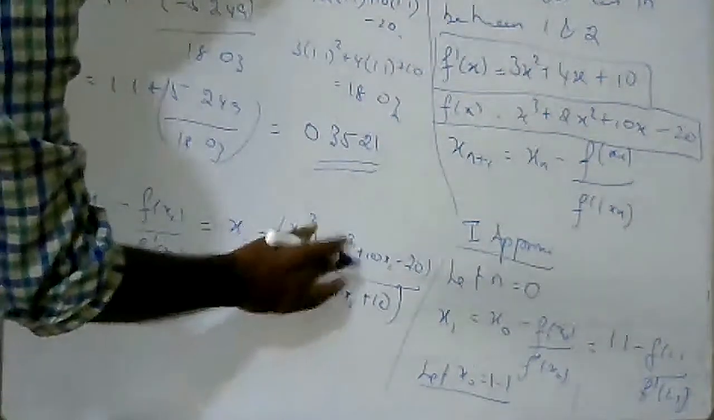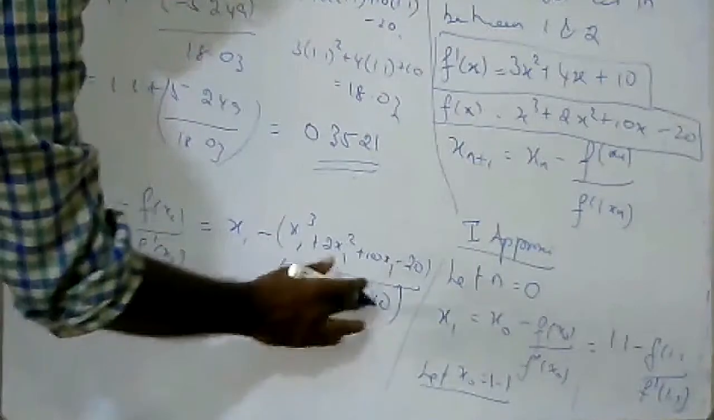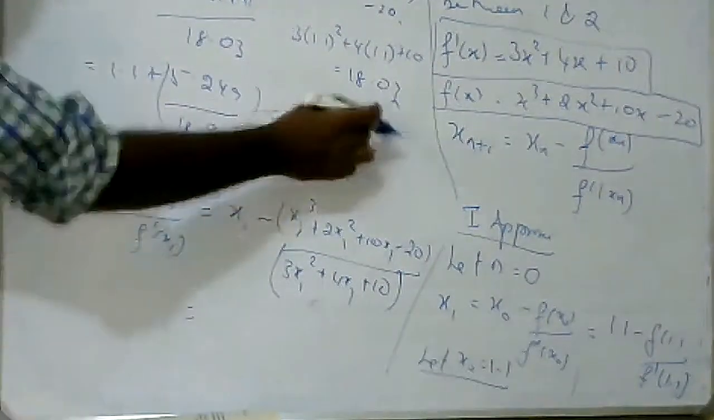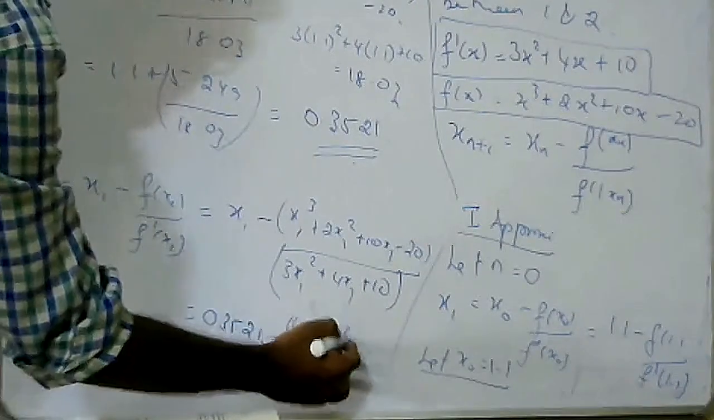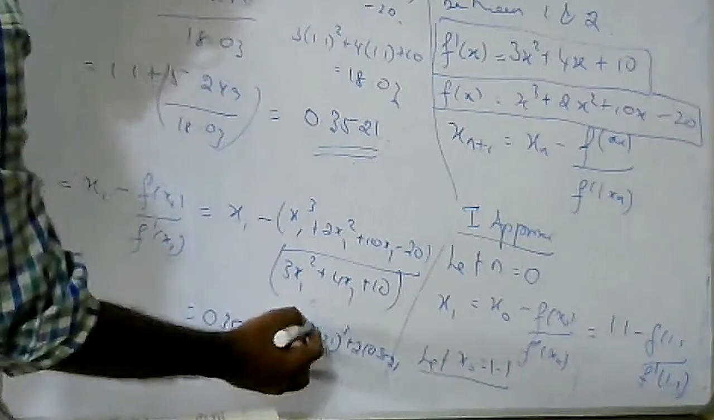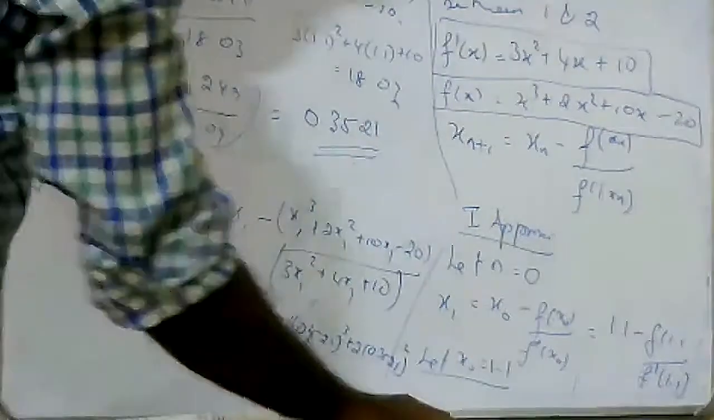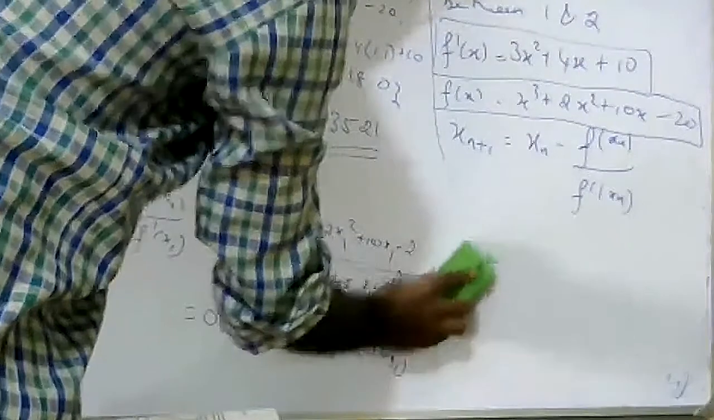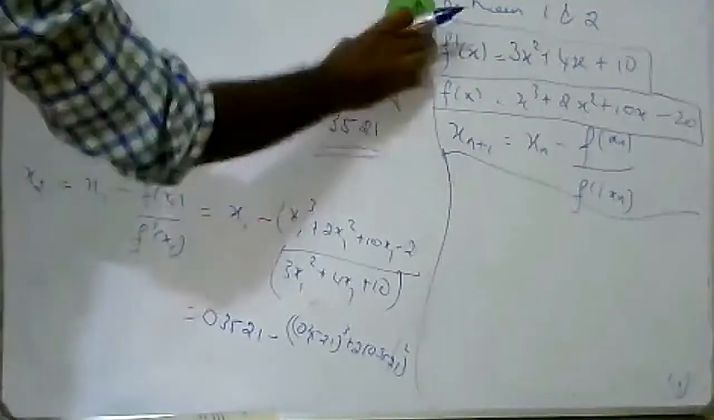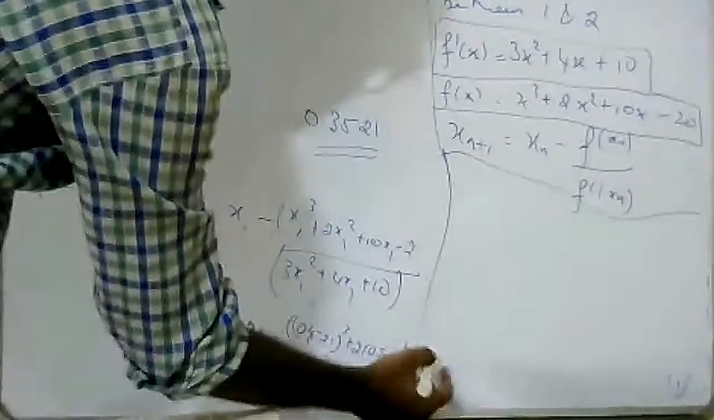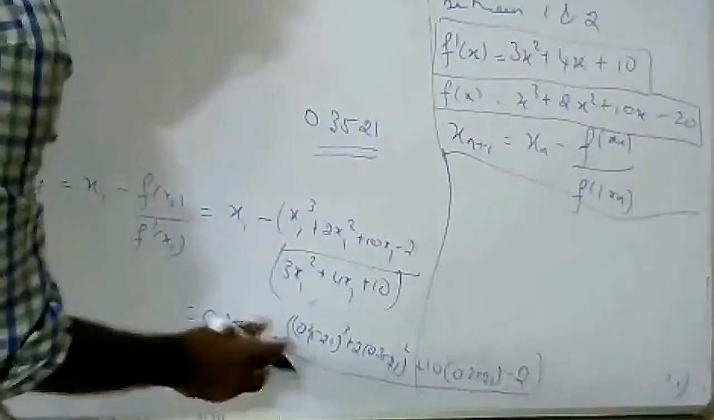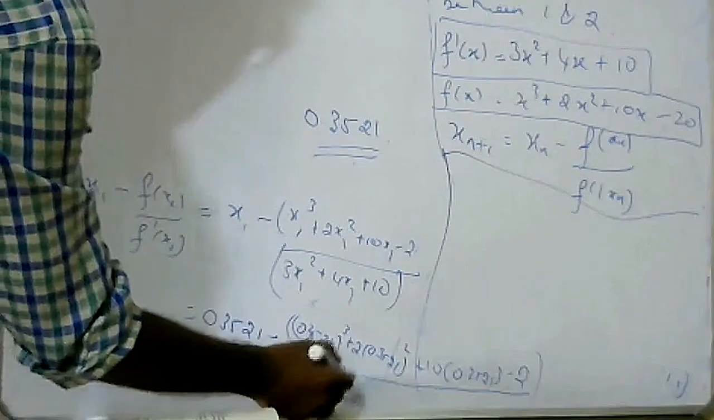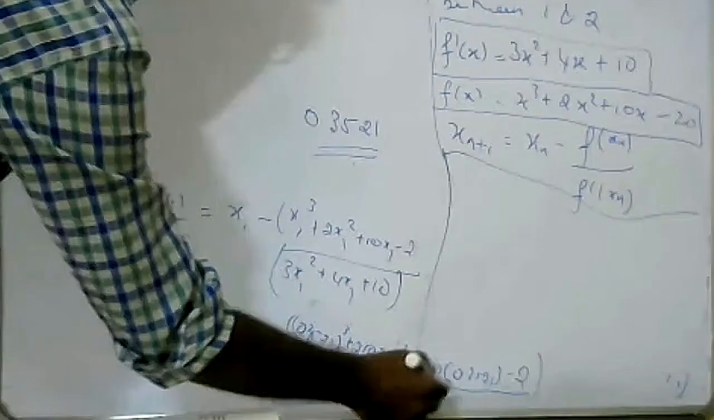So what's the value of x1? 0.3521. So 0.3521 minus, you have to substitute here: 0.3521 the whole cube plus 2 into 0.3521 whole square plus 10 into 0.3521 minus 20, whole divided by 3 into 0.3521 the whole square plus 4 into 0.3521 plus 10.